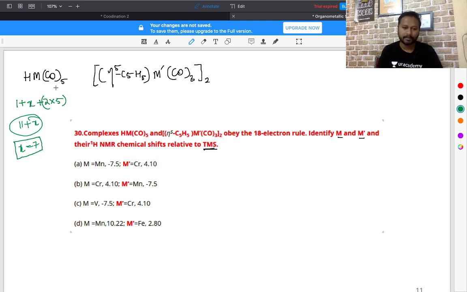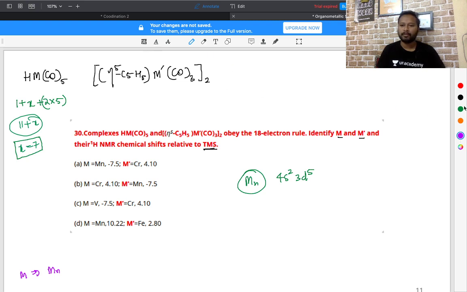It means M is something having 7 valence electrons. Now 7 valence electrons means 4s2 3d5. This should be the configuration. That means what is the metal over here? The metal has to be manganese. So that's what we predicted. We just got our M. I'll write it down over here at the corner. So M is nothing but manganese.